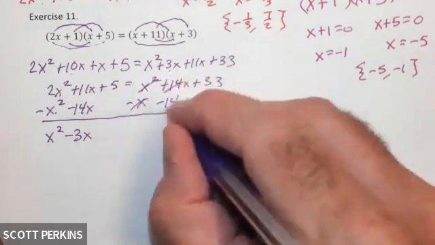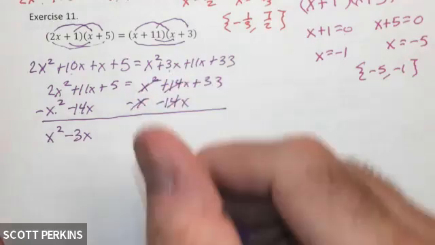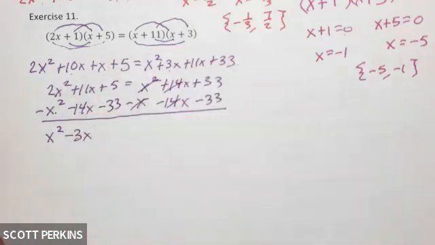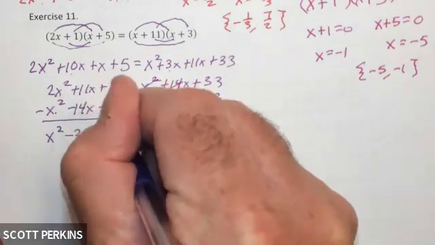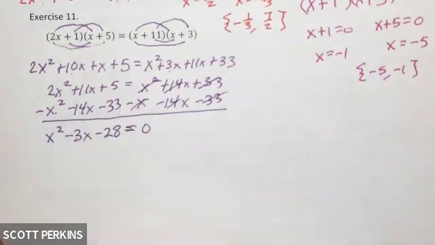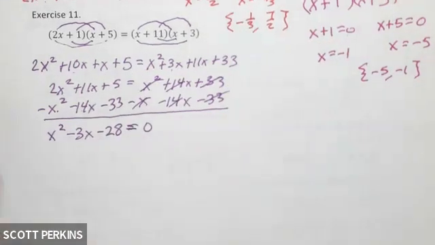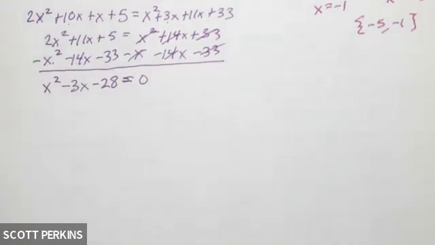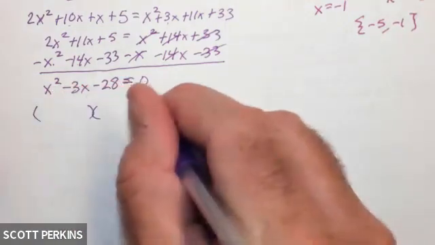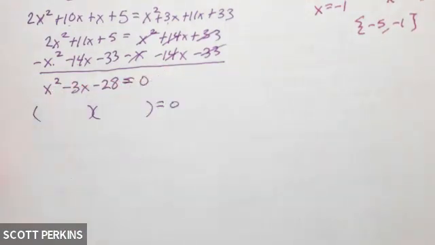Okay, so we're gradually getting rid of everything on the right. And then lastly, I'm going to subtract 33. And 5 minus 33 is negative 28. I've gotten rid of everything on the right, so now it's equal to 0. That's the format I have to have it. No choice in that matter. And as I said earlier, the factoring here, I don't think this is too bad. It's not the worst factoring we've had on this section.